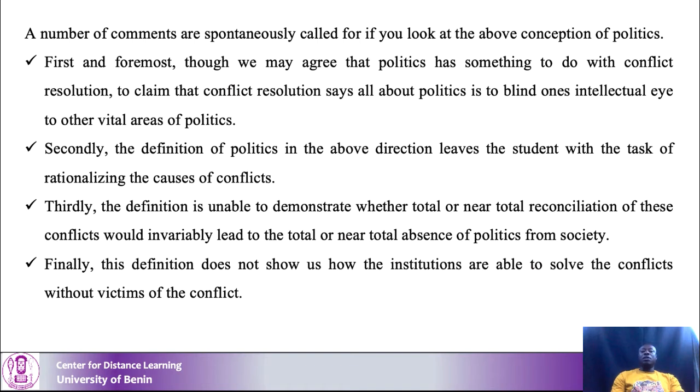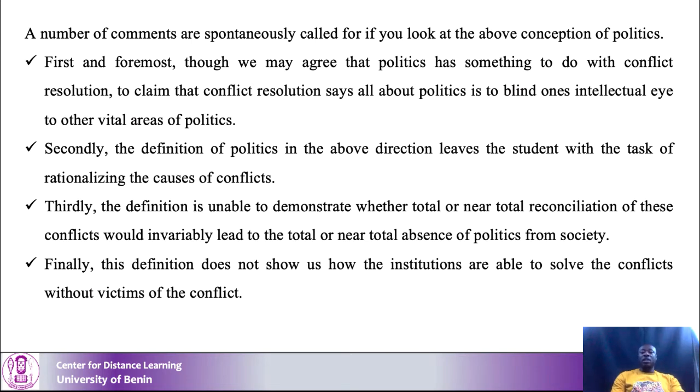A number of comments, of course, are spontaneously looked for if you look at the above conception of politics. First and foremost, though we may agree that politics has something to do with conflict resolution, to claim that conflict resolution says all about politics is to blind one's intellectual eye to other vital areas of politics. Of course, politics represents diverse interests, and it also encapsulates diverse dimensions in the study of politics. So you cannot assess politics through one perspective. You have to look at other dimensions that are available to you.